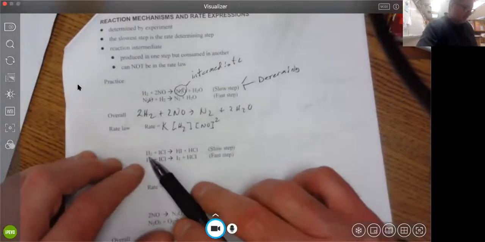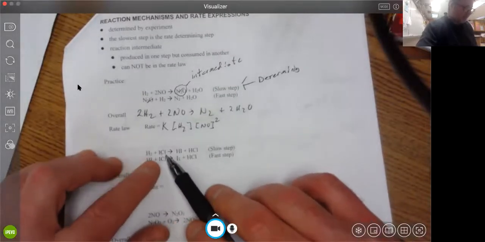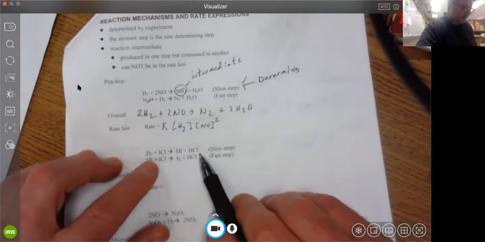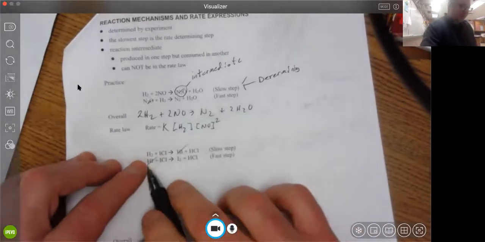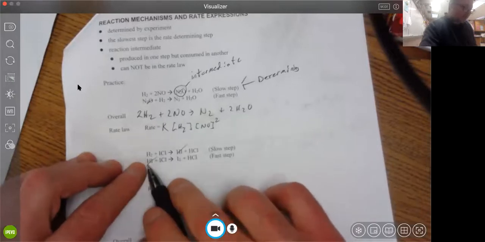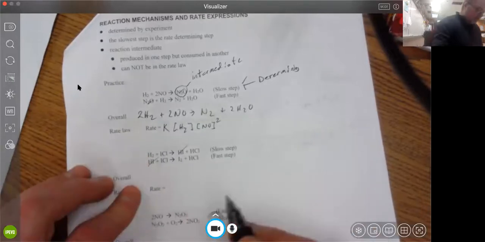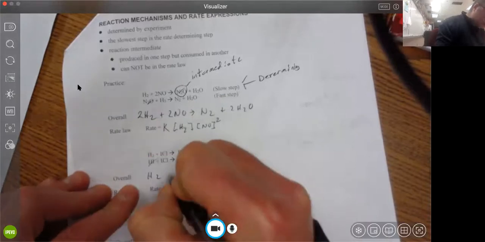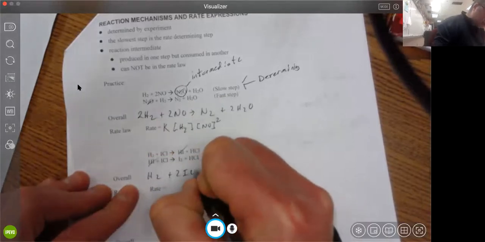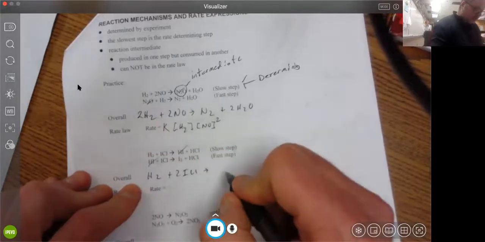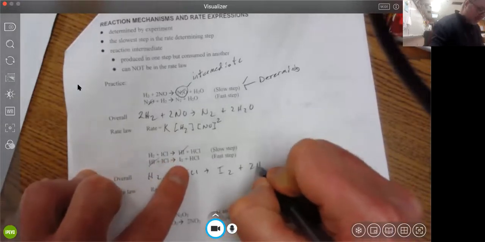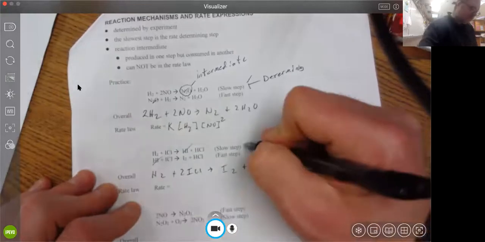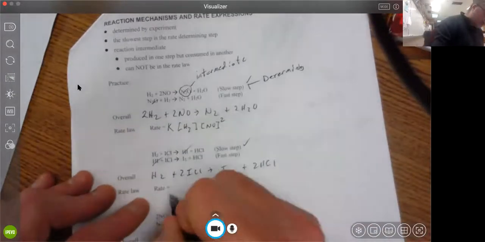So let's take a look here. H2 plus ICl yields HI plus HCl. The HI then is the intermediate, so that's going to be used up. I think that's it. So the overall for this is H2 plus 2 ICl yields I2 plus 2 HCl. Since this is our determining step, we base our rate law off of that.